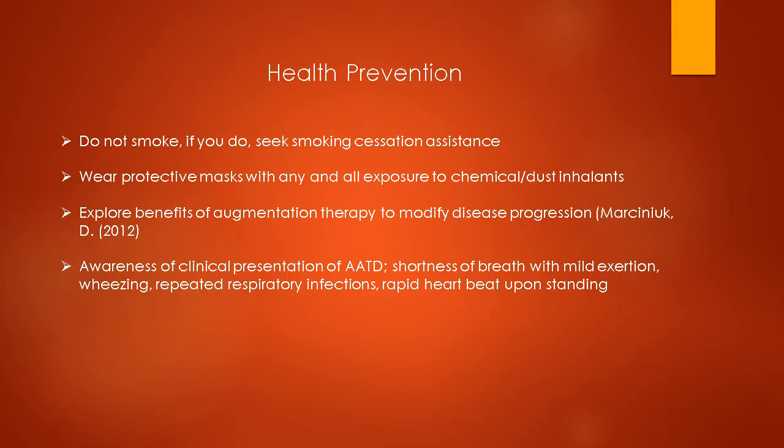Health prevention for those who are affected by acquiring 2 Z alleles. First and foremost, do not smoke. If you do, seek smoking cessation assistance. Wear protective masks with any and all exposure to any chemical or dust inhalants. Other options you can do is explore benefits of augmentation therapy, and this is disease-modifying progression that Marcinek wrote a quite extensive article on.